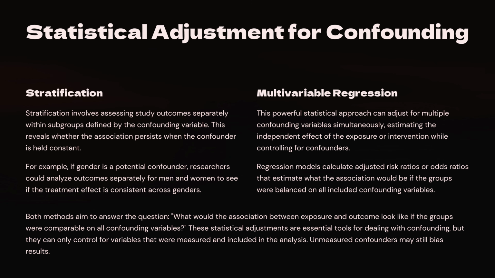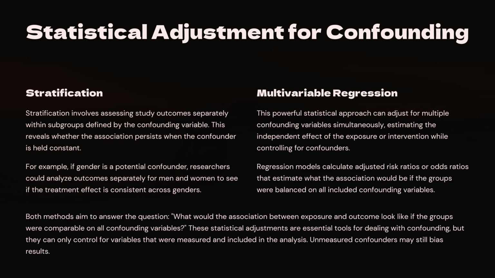When we find these baseline differences, it's generally, as I keep saying, uncommon to report it as just a limitation, because you really need to see if the statistical result you're reporting is robust, meaning that it's not affected by the confounding variables. And so there are two strategies. You can either stratify or you can do multivariable regression. Stratification means you basically assess the study outcome separately within subgroups defined by the confounding variable. So for example, if gender or sex was a potential confounding variable, researchers could analyze outcomes separately for men and women to see if the treatment effect is consistent across genders.